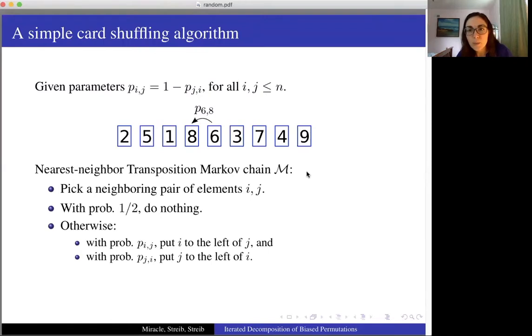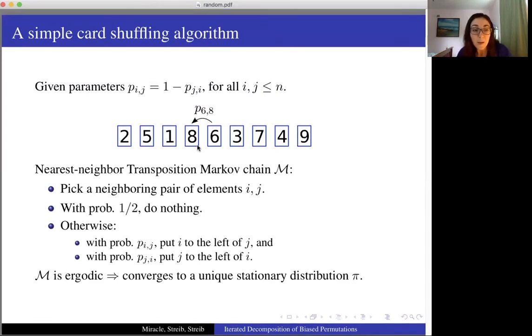And the nearest neighbor transposition Markov chain M operates as follows. You pick a neighboring pair of elements i and j. With probability 1/2, you do nothing. But otherwise, with probability Pij, you move i to the left of j. And with probability Pji, you put j to the left of i, regardless of what order they were in before.